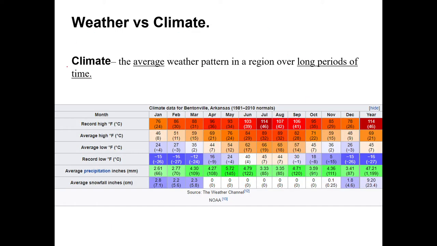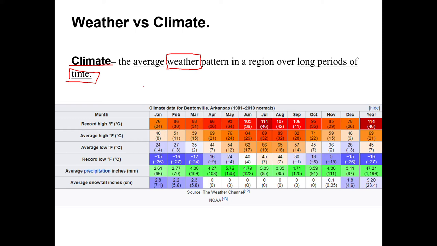So, what is climate? Climate is the average weather pattern in a region over long periods of time. It's the weather averages over time, long periods of time. How long? The actual definition is about 30 years, but you can change that, right? You can look at time scales of 100 years, 1,000 years, whatever, and you can look at long-term trends over that.